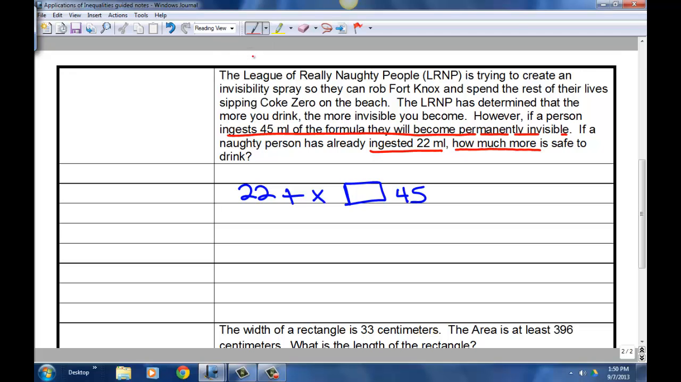When I talk myself through it, that helps me realize that the total amount the person ingests cannot be exactly equal to 45. That's the moment when they turn permanently invisible. So I'm not going to put the equal to bar for my inequality. They can't have 45. So ask yourself the next question. Can the total amount they drink be more than 45? No, it can't, because then they'll be permanently invisible. Now solve your inequality. So the naughty person has to drink less than 23 milliliters to keep from turning permanently invisible.